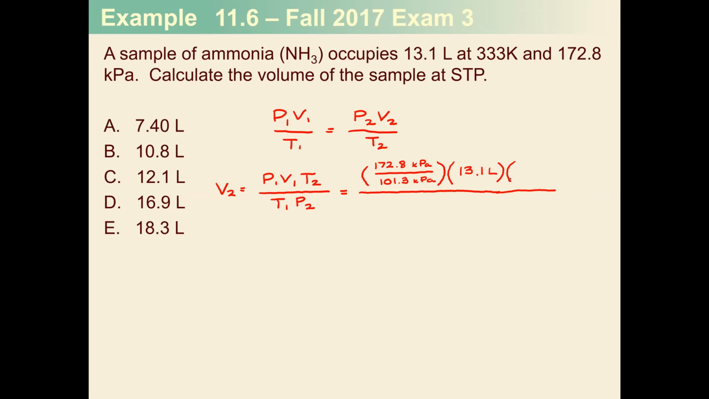And now I need to go and get temperature 2, which is not directly listed, but it says STP. So standard temperature is going to be 273 Kelvin. So now I need to go and get temperature 1, which is listed at 333 K, and pressure 2, while not listed, standard pressure is going to be 1 atmosphere. It's important that your units of pressure be the same, and in this problem, they need to be in atmospheres. So if I put this into a calculator, you will get a value of 18.3 liters.